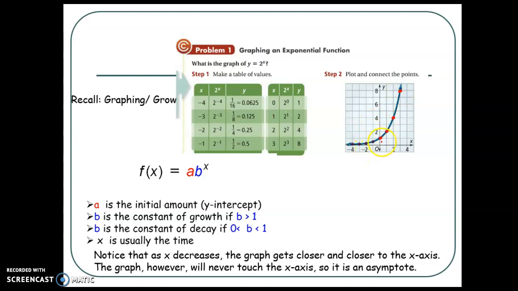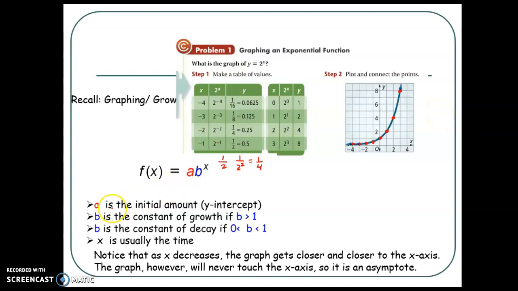On the other side, if you've got 2 to the negative 1, that is 1 over 2. The negative makes it flip, and so you would have 1/2. That would be 1 over 2 squared, which is how they get 1/4. And so it's getting smaller and smaller and closer to 0.